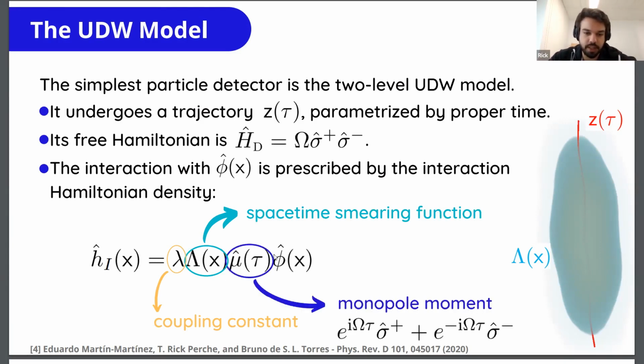And finally, this last element here is the monopole moment of the detector. It's simply an observable in the detector's Hilbert space that doesn't commute with the free Hamiltonian. It's important that it doesn't commute with the free Hamiltonian so that it can actually promote energy level transitions in the detector. And this means that the quantum field can excite the detector so that we can infer properties from the field by reading the detector.